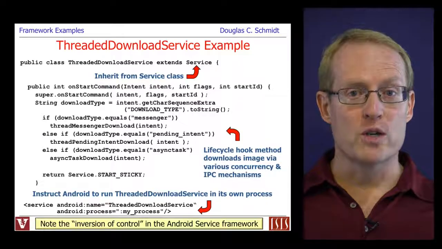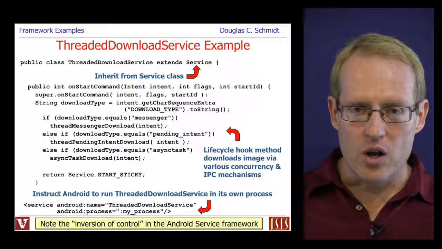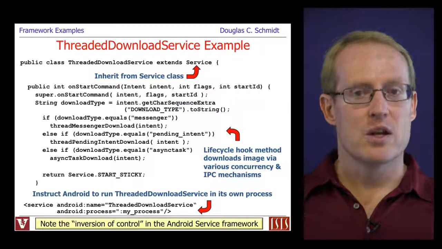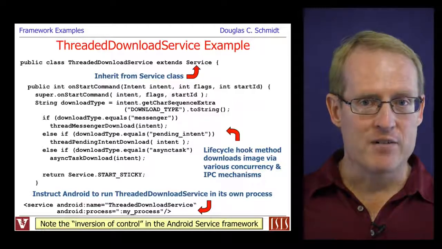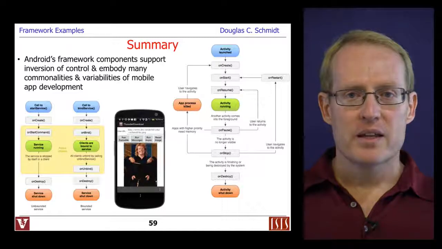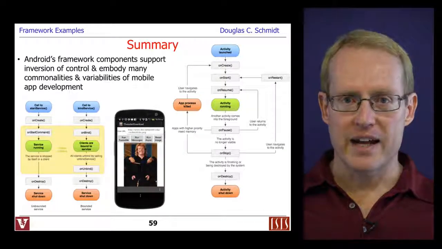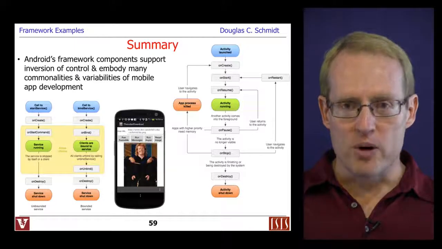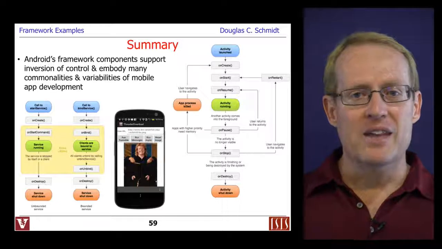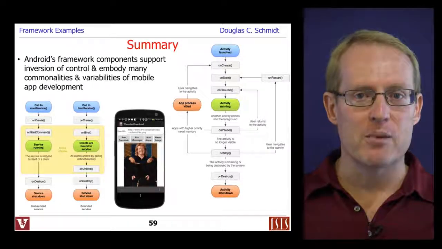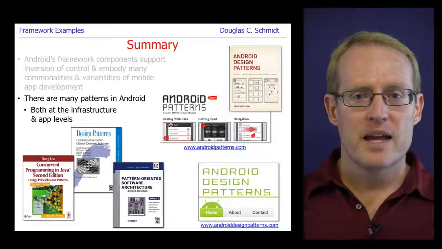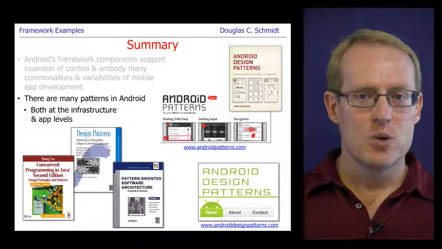Note again the inversion of control that's taking place here. You don't call onStartCommand. You don't call onBind or onUnbind and so on. Those calls are made on your behalf by the Android runtime. So to wrap up this part of the module, the Android framework components like activities and services support inversion of control. That's one of the key defining characteristics of a framework. And they also embody many commonalities and variabilities of mobile application development, which is one of the things that makes them so powerful. There are many, many patterns used in Android.